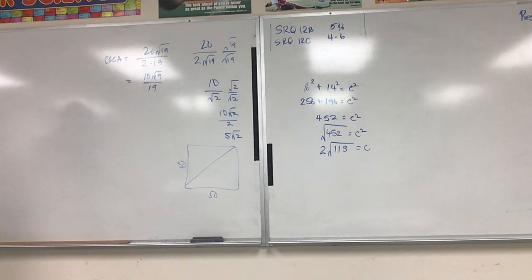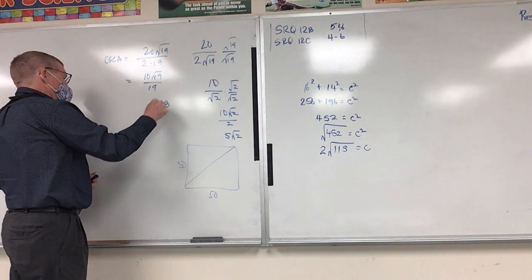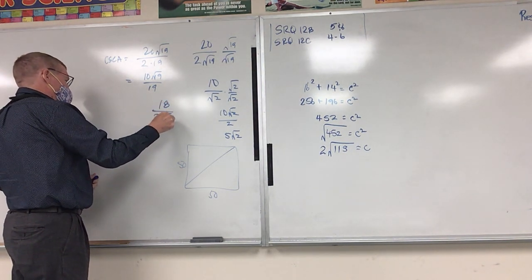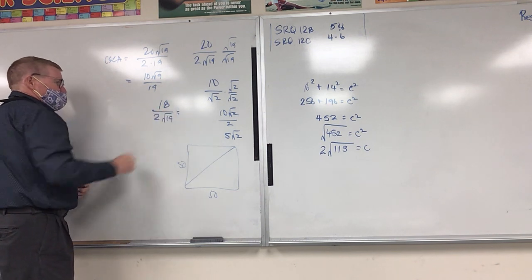The cotangent of angle A: 18 over 2 square root of 19? Yes. Simplify that would be?